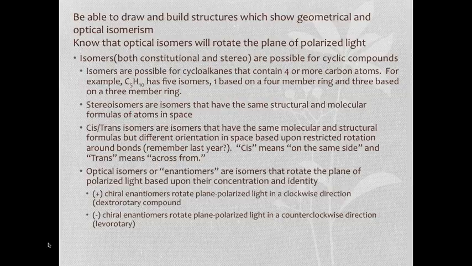They are labeled plus or minus. These optical isomers, or these chiral enantiomers, if they rotate plane polarized light in a clockwise direction, they're called plus. If they rotate it in a negative direction, they're called negative.